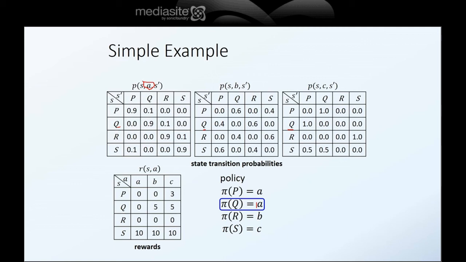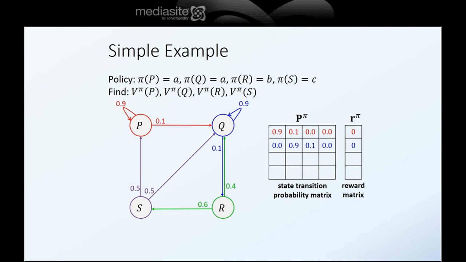And what are the transition probabilities? These are the transition probabilities. When you're in state Q under the policy pi, the transition probabilities to states P, Q, R, S are 0, 0.9, 0.1, and 0. And what's the reward? The reward is 0 because under policy pi, you are taking action A. This gives you a reward of 0. So we fill out the next rows of the transition probability matrix and the reward matrix based on the new probabilities that we obtained earlier.